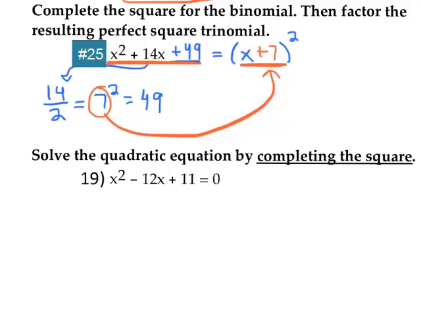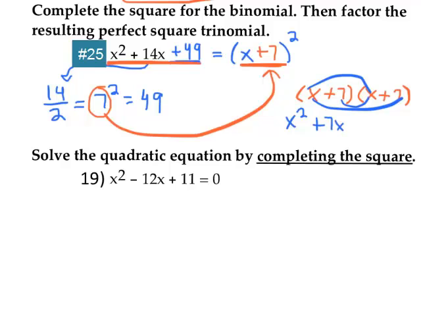So x plus 7 times x plus 7, if you FOIL that out, you get x squared plus 7x plus 7x plus 49. Hey look, we get x squared plus 14x plus 49. So that's what we were trying to do the whole time. And so it's really easy to do if you can remember this.